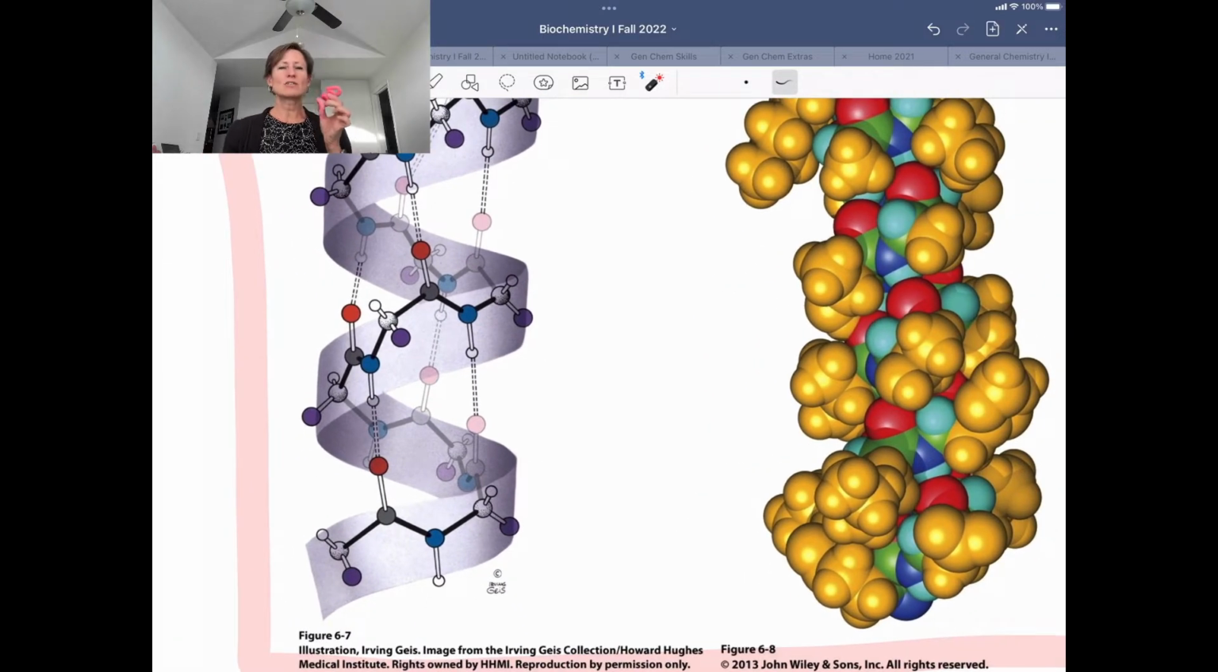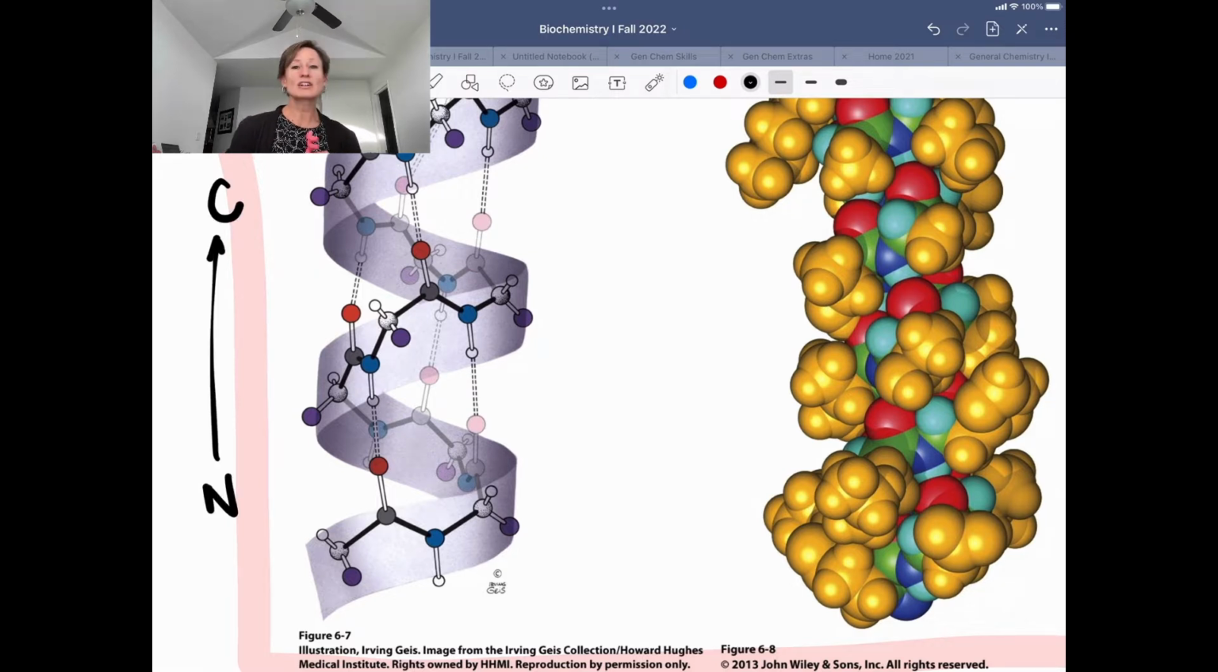Remember, when we're talking about structure in peptides, we have directionality to the peptide backbone, and we want to think about N, C-alpha, carbonyl, N, C-alpha, carbonyl. So nitrogen is always blue, so here we see a nitrogen, C-alpha, and then here's our carbonyl. Okay, so N, C-alpha, carbonyl, and so on. So when we think about directionality, we can see that for this alpha helix, the directionality goes this way.